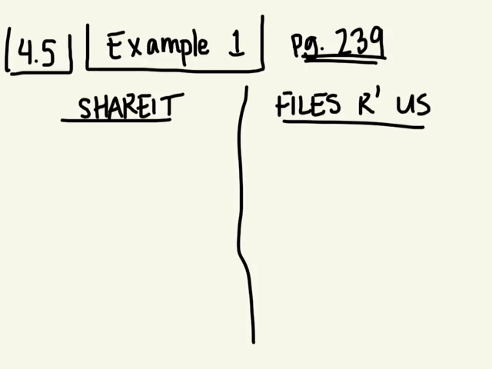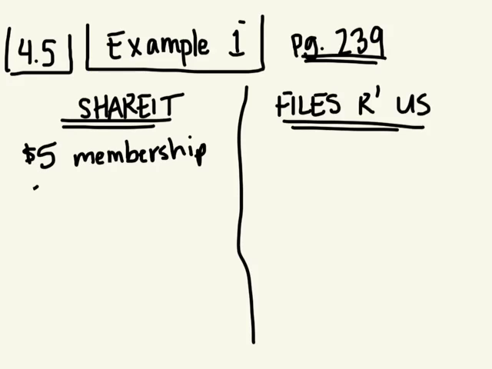We're given information about two different websites that she wants to join. One of them is called Share It, and the other one's called Files Are Us. What are you told about each of these websites? What does Share It offer? Okay, so we know that there's a $5 membership fee, and it costs $2.50 for every song that you download.